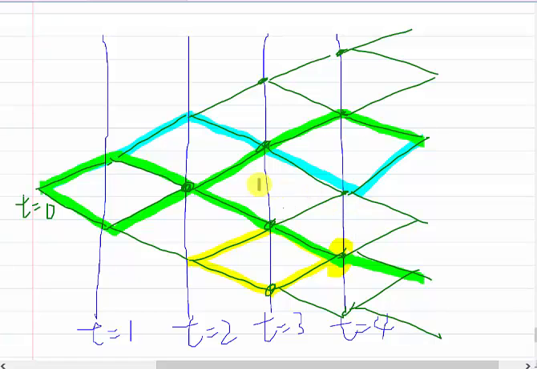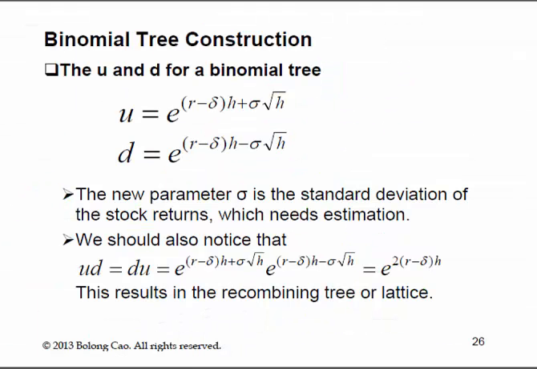And if we have this kind of binomial tree, then with finer and finer grids, right? You have shorter and shorter time periods. Potentially, we can price the options more accurately. So let's look at first how to get the up and downs.